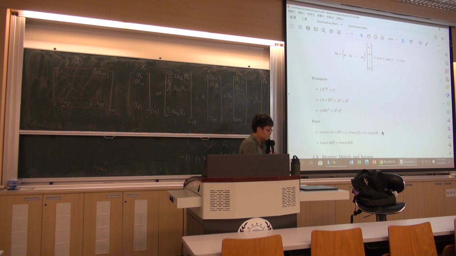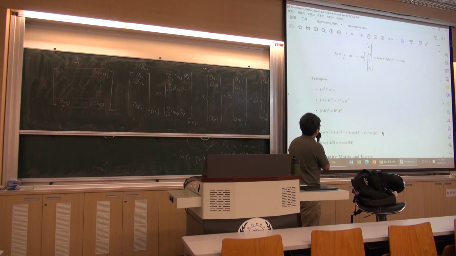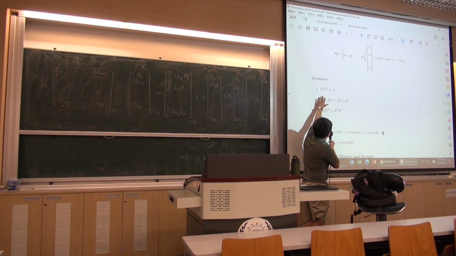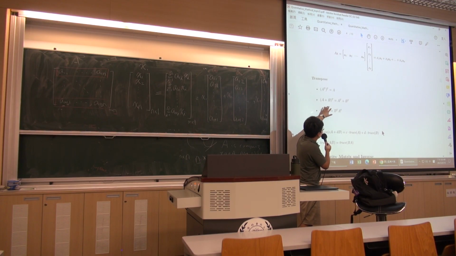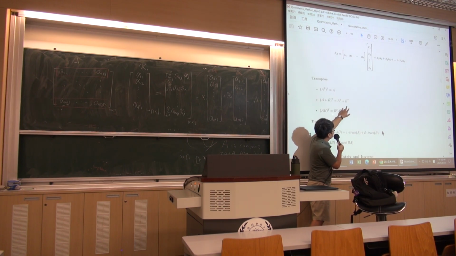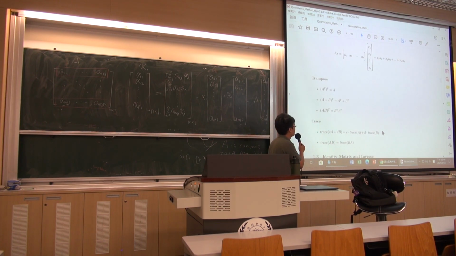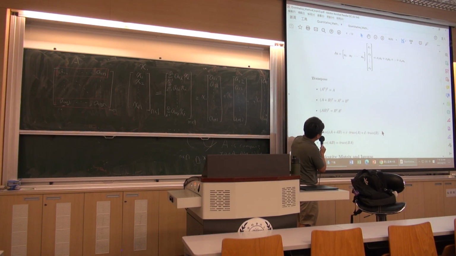Right, transpose. You flip the same thing twice, you'll get the original. So the transpose of A transpose gives A. And if you transpose something like A plus B, it actually equals the transpose of A plus the transpose of B. It doesn't matter.